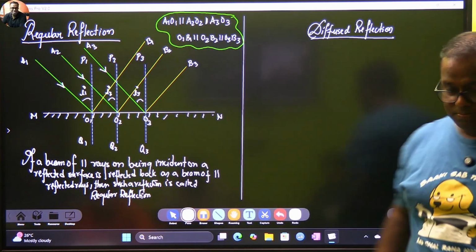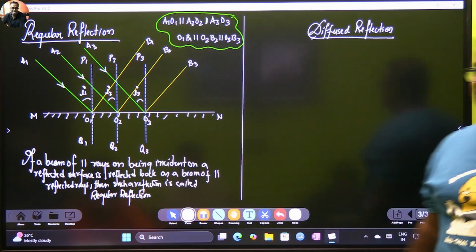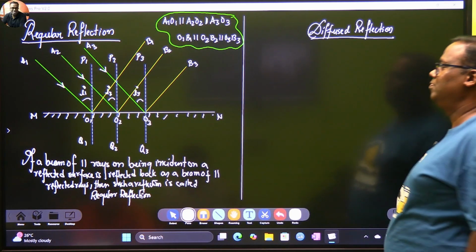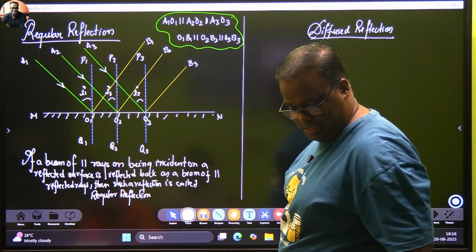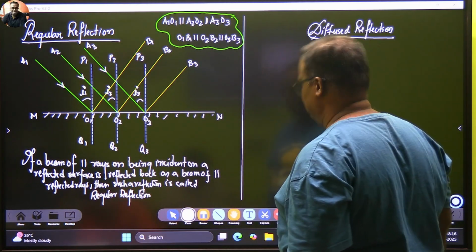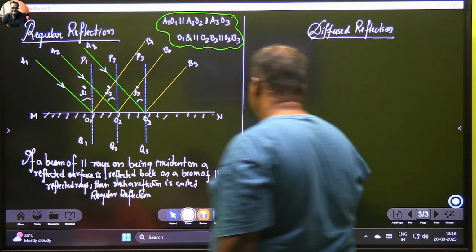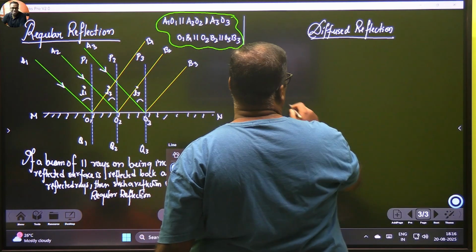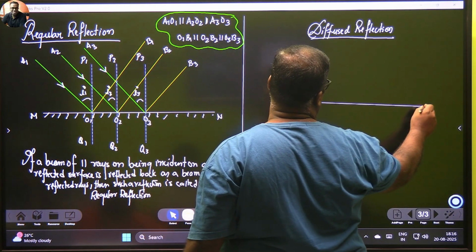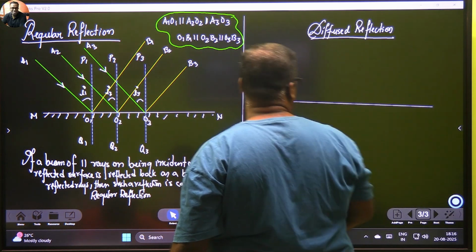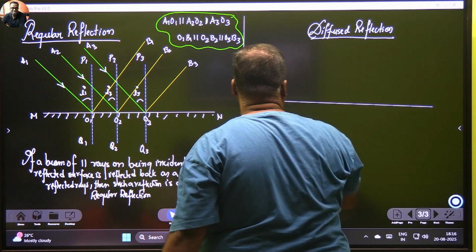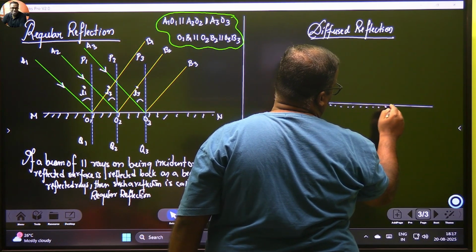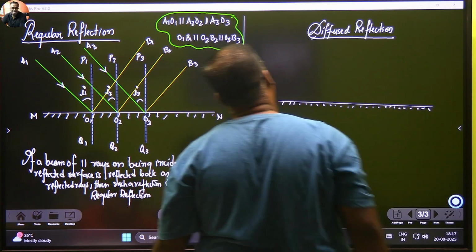Diffuse reflection. So let's understand diffuse reflection. Now, diffuse reflection is interesting. Okay? So let's first draw what is happening in diffuse reflection. So obviously we will have a reflective surface. Everything will be same as the first one. That's my reflective surface. So that's my reflective surface.